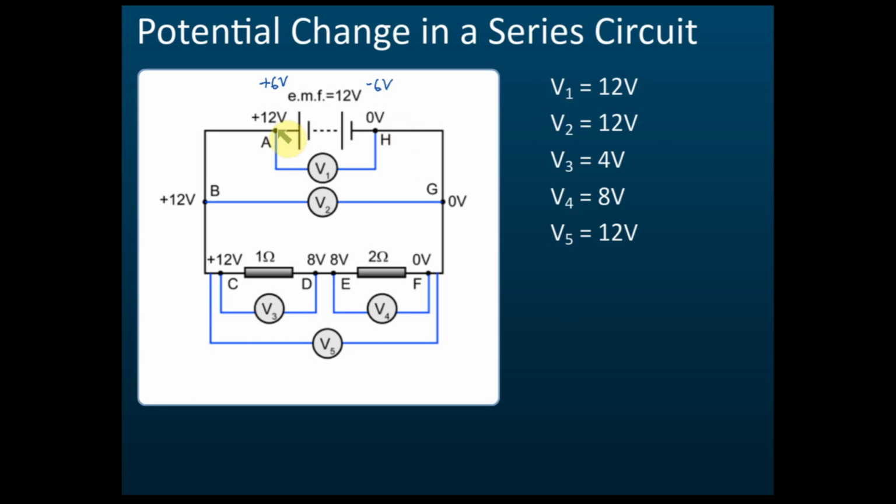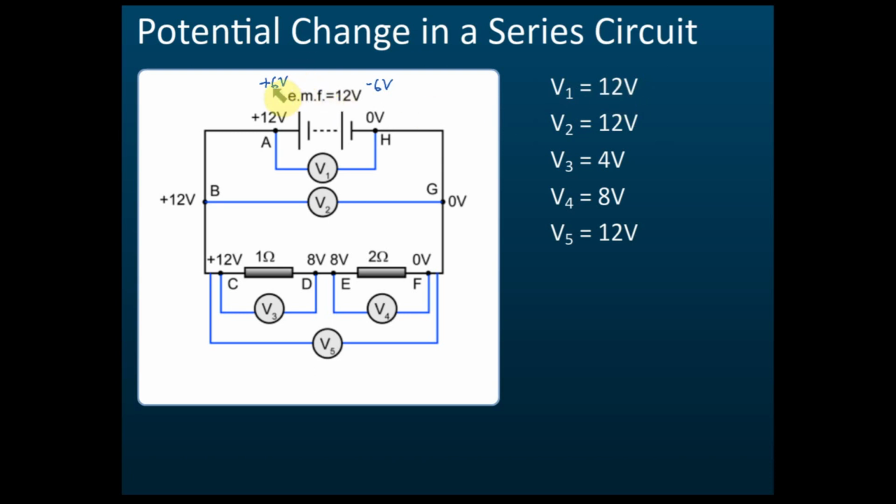Now this is called the potential, not the potential difference. The potential here is 12. The potential here is 0. And therefore the potential difference is equal to 12 volt, and therefore V1 equals 12 volt. So try to understand this one first, okay?